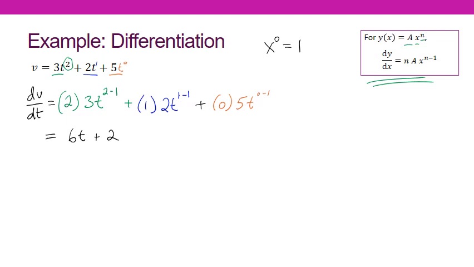And then I have 5 times t to the 0 minus 1. So I'd have t to the minus 1 times 5 times 0. So everything gets multiplied by 0. This whole thing just goes to 0. And that's why we just sort of shrug and ignore the fact that we're being a bit slipshod in our math. So there is our derivative. It's just 6t plus 2.